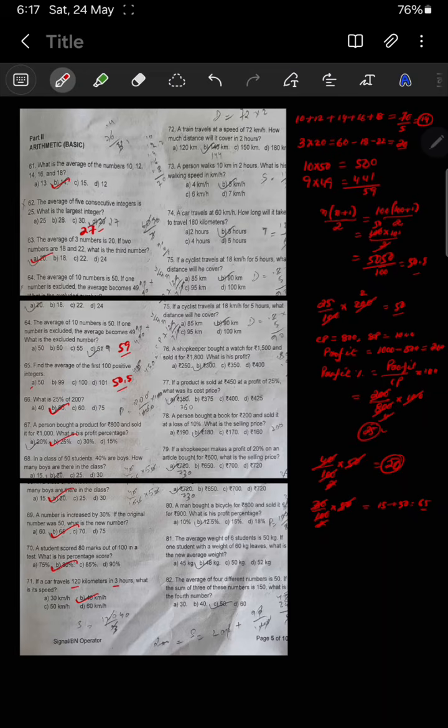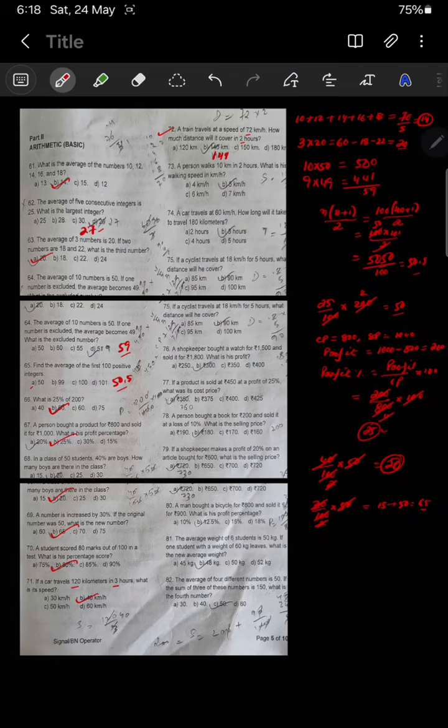Next, question number 72 here. So they ask here, a train travels at a speed of 72 kilometer per hour. How much distance will it cover in 2 hours? Okay, so again there is the same formula, speed is equal to distance by time. So here you have to multiply. Okay, so here they ask distance, so distance equal to what? Speed into time. So if you multiply here, 72 into 2 will be how much? It will be your 144. But in the options, 144 is not given, but your actual answer is what? 144.